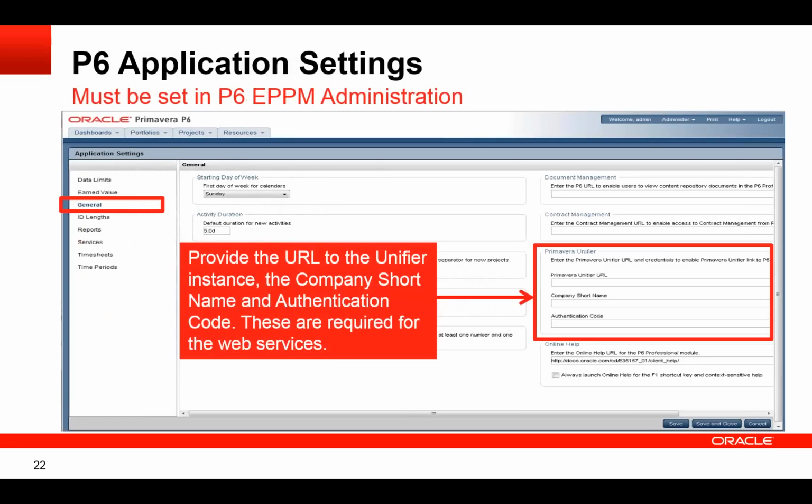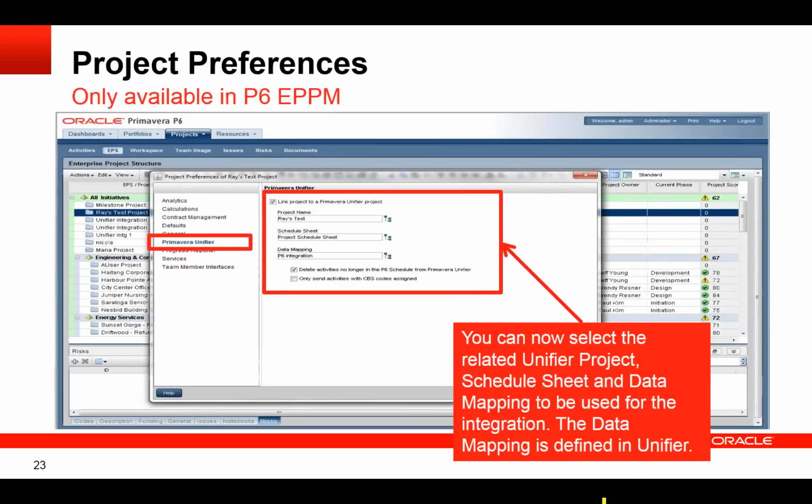Setting up the application settings is pretty straightforward. Again, Lim will show you going into administrator, application settings, general, and here's where you define your URLs for your Primavera Unifier URL. There's some information that you need from Unifier in order to set this up. It's not going to look it up for you. You have to know what it is. Lim will cover that.